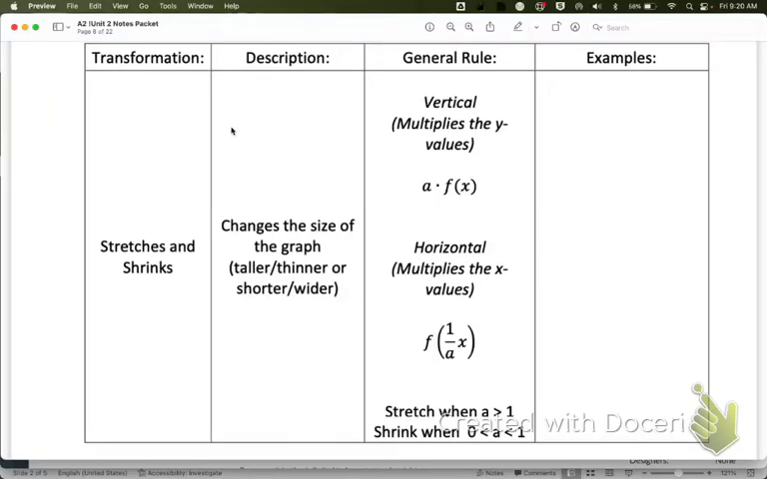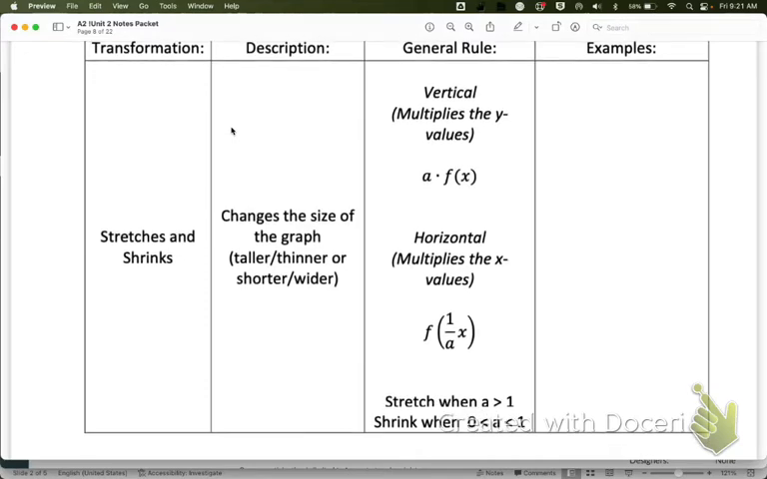All right, the last of the three types of transformations that we're going to talk about with functions are stretches and shrinks. So we saw translations change the location of the graph. It moves it to the left, to the right, up or down. Reflections change the orientation of the graph. It's going to flip it one way or the other. Stretches and shrinks are going to change the size or the shape of the graph. In geometry, this was the idea of a dilation, okay? So with functions, we call it stretches and shrinks.